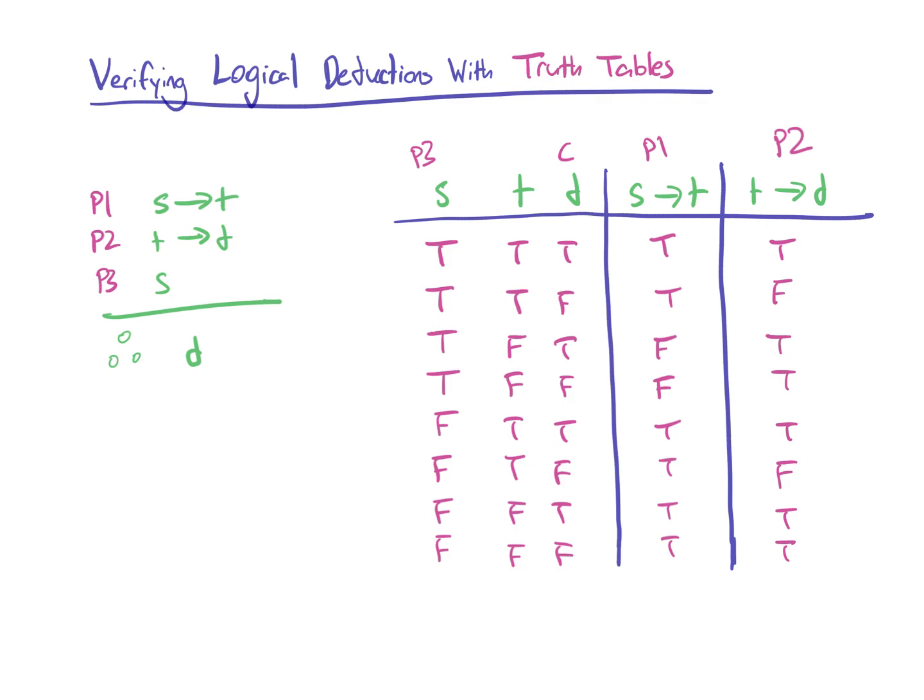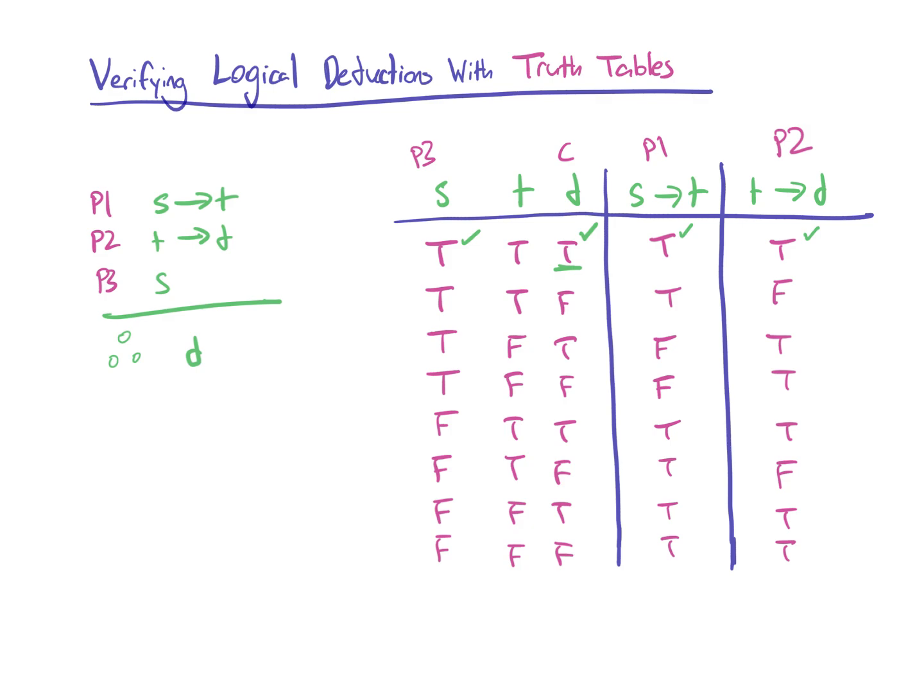So once we have our truth table filled out, what we do is look for the lines where all of the premises are true. I need to look at rows and columns simultaneously here. So let's start with premise one. In the first row, premise one is true, premise two is true, and premise three is true. And, this is what's most important, the conclusion is also true. So this line is fine. This line says, hey, when the premises are true, the conclusion is true.